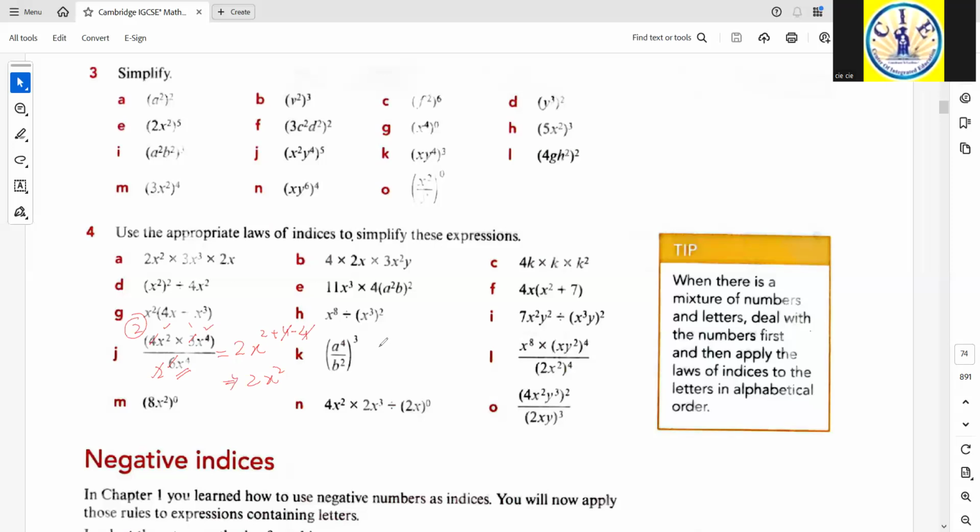Okay, now for part K, a raised to the power 4 whole raised to power 3, we are going to split this index on the numerator as well as on the denominator, which will give me a raised to power 12 divided by b raised to the power 6. Now since the numerator and denominator are different terms, a and b, this is going to be the final answer. We cannot further simplify them.